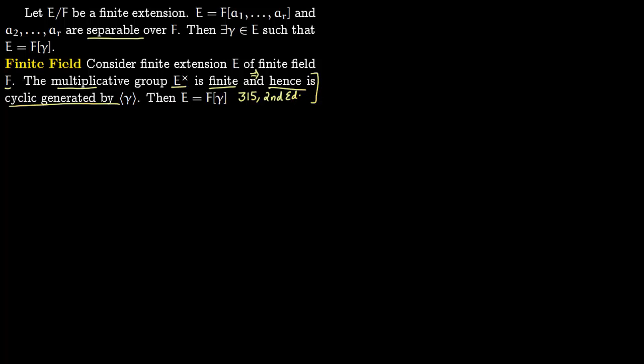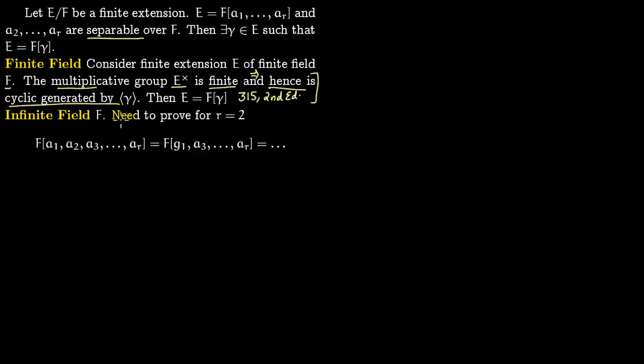Now we come to the infinite field F. For an infinite field we need to prove it for r equal to 2. You start like this. If the theorem is true for two elements, then you can adjoin these two elements and get G1. So this becomes G1, a3 to ar. Then you can adjoin these two, you get G2. Then G2, a4, a5, all the way to ar, and you keep adjoining, and in the end you will just get a single element, F adjoined gamma.